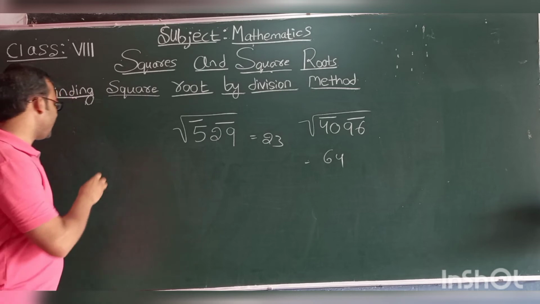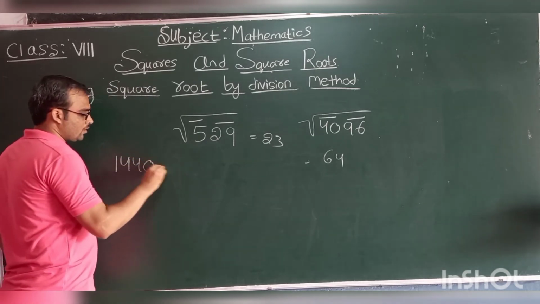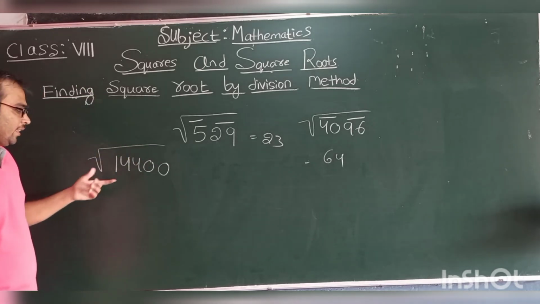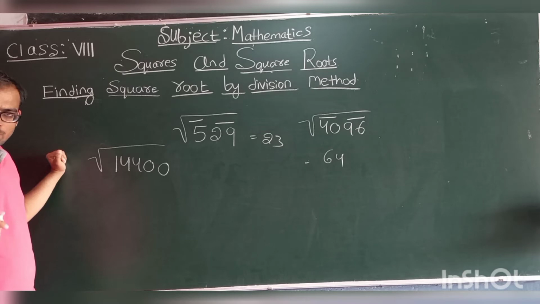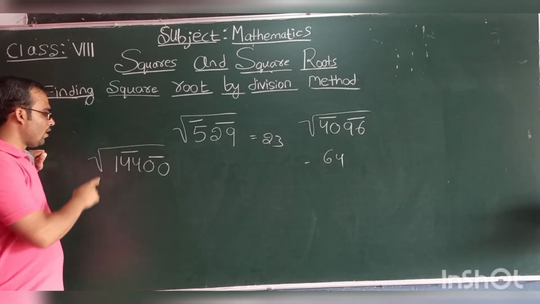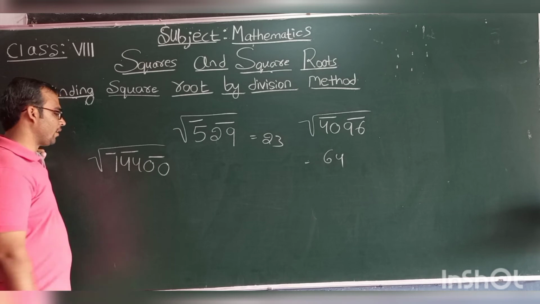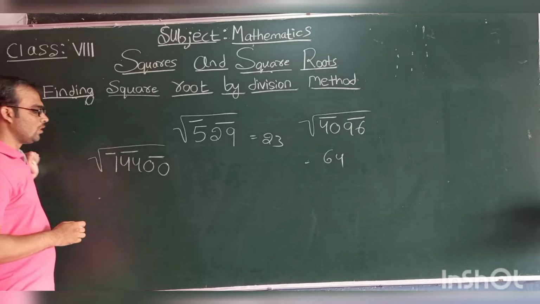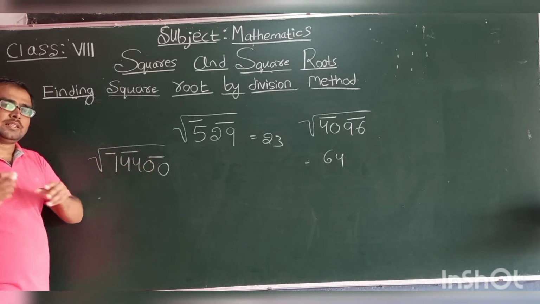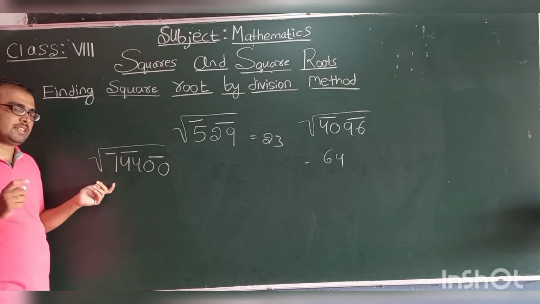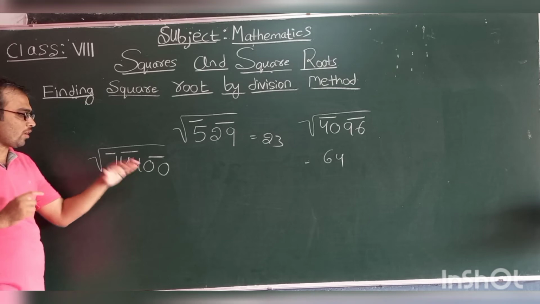So now let us take one more example. 14400. Now, how many digits will be there in the square root of this number? Place the bar over every pair of digits from the last. Now only one number is left, so place a bar over this single number. As here there are 3 bars, there will be 3 digits in the square root of this number, okay?